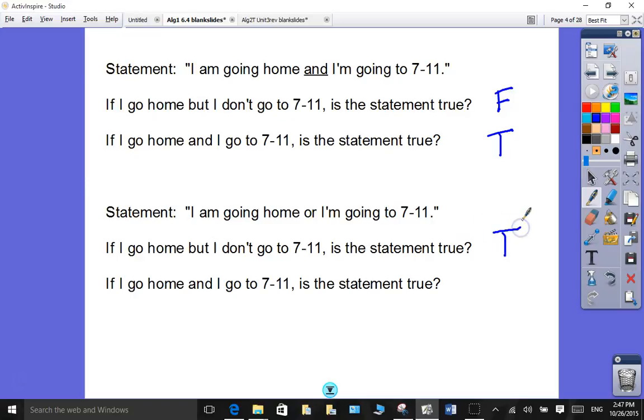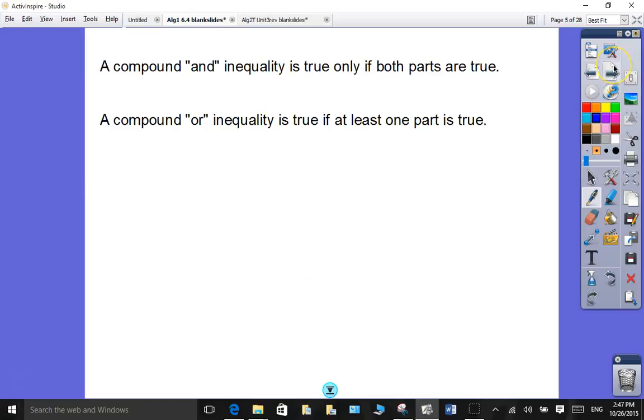Now, you might ask the question, what if I go home and I go to 7-Eleven? Is an or still true if both parts are true? And the answer is yes. As long as at least one part is true, then the overall or compound statement is true. So for a compound and to be true, both parts have to be true. For a compound or inequality to be true, just one part has to be true, but it's okay if both parts are true.